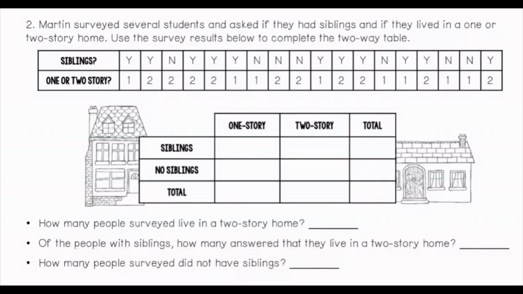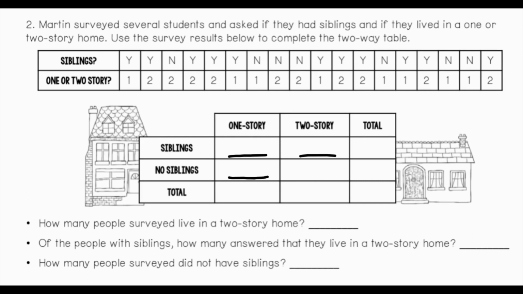Looking at problem 2, Martin surveyed several students and asked if they had siblings and if they lived in a 1- or 2-story home. Use the survey results below to complete the two-way table. I can see in my survey results, I have a siblings column and a 1- or 2-story column. If it's Y1, that would be siblings in 1 story, which would be this box. If it's Y2, that's siblings in 2-story, which is this box. If it's N1, that's this box here, and if it's N2, that's this box here.